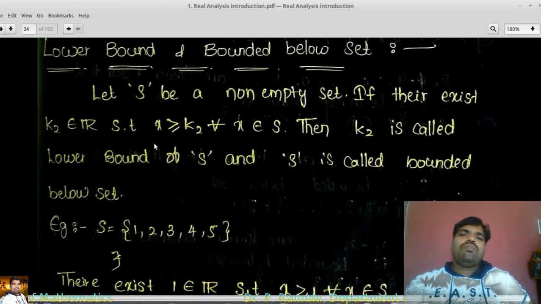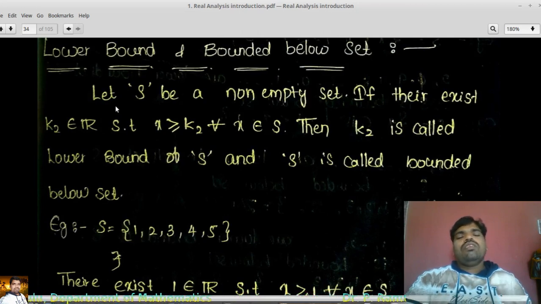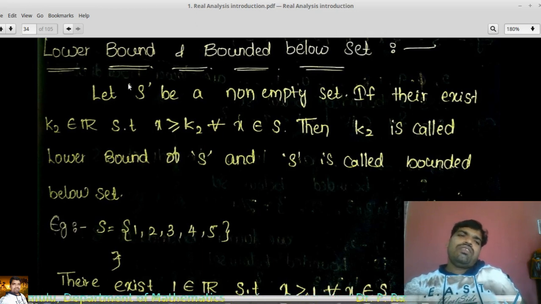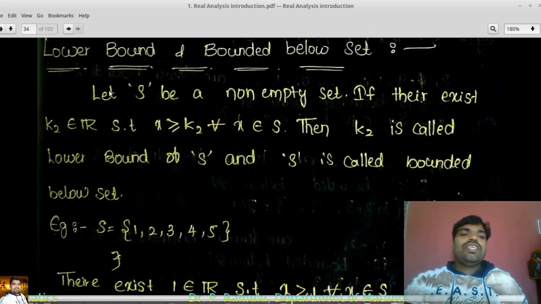Lower bound and bounded below set. The bounded above set means we are using the symbol less than or equal to; here we are using the symbol greater than or equal to. What is a lower bound of a set, or a bounded below set? Let S be a non-empty set. You may also use the term aggregate, but otherwise simply let S be a non-empty set. If there exists K2 belongs to R such that X is greater than or equal to K2 for all X belongs to S, then K2 is called a lower bound of S and S is called a bounded below set.